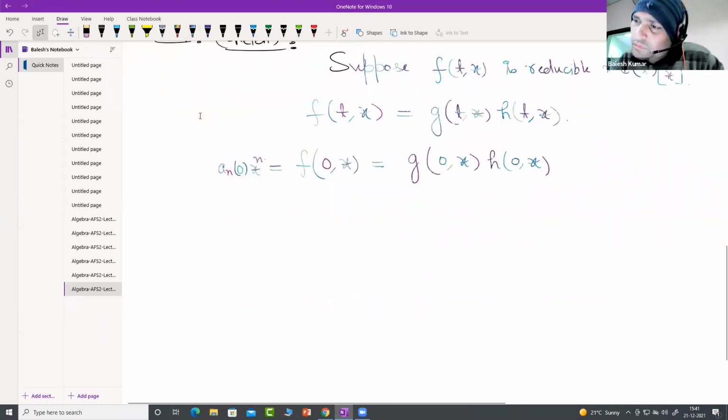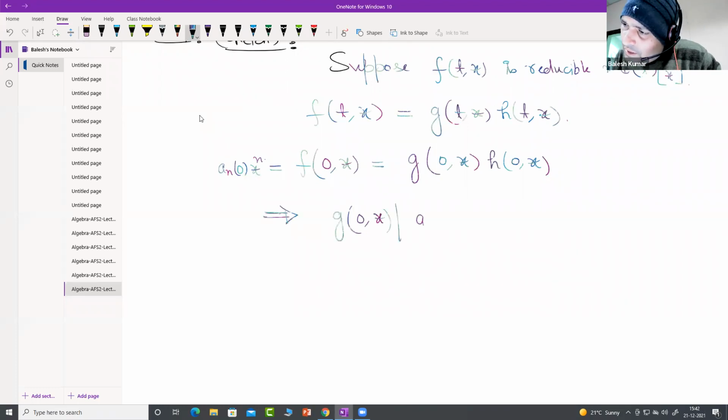So what does this imply? This implies that g(0,x) divides a_n(0) x^n, and h(0,x) will also divide a_n(0) x^n.